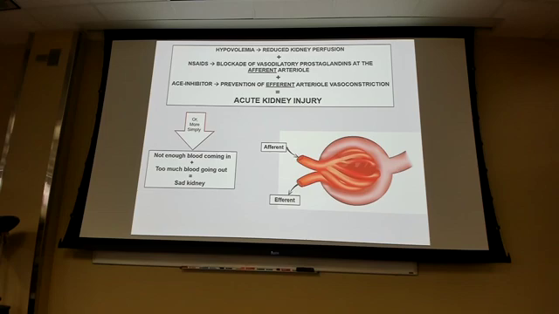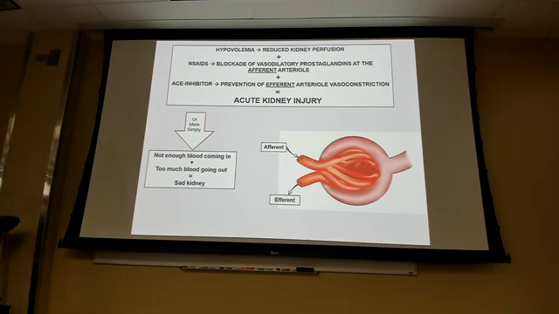So ACE inhibitors prevent efferent arterial vasoconstriction. NSAIDs prevent afferent vasodilation. Not enough blood going in, too much blood going out. Stuff in the middle is not getting enough water, and now we've created an injury. Very important when you think about your medication combinations, what you're giving to your patients.